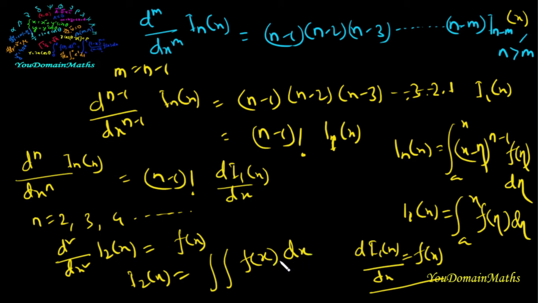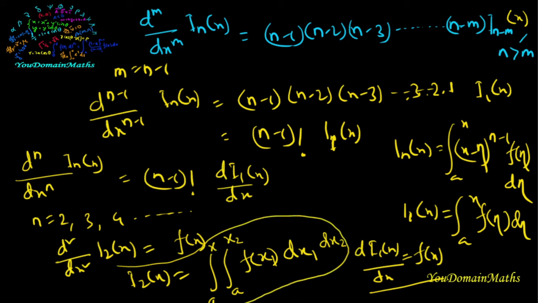This is a dummy variable, so we can rename it. This is x1, so the integrating limit a to x, the result is in terms of x, but this is x2, then the integrating variable is x2, and the last result depends on this a to x. So the result is in terms of x.